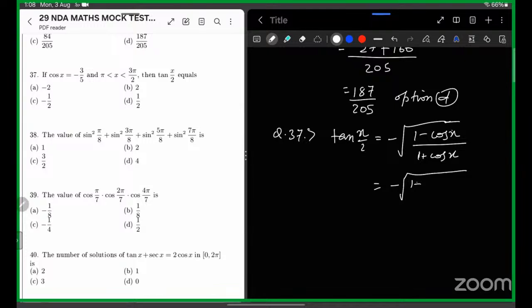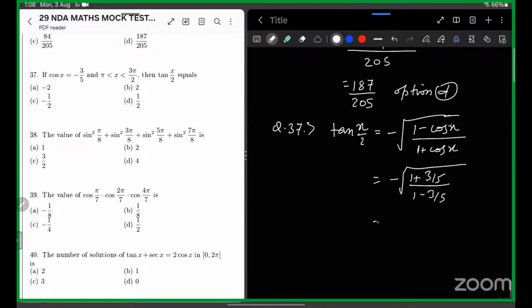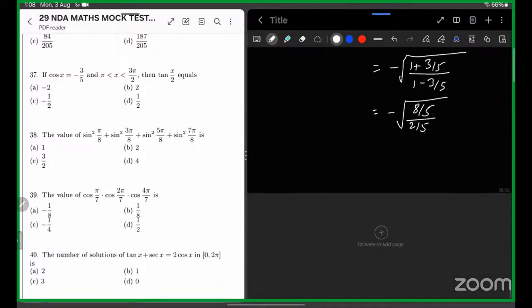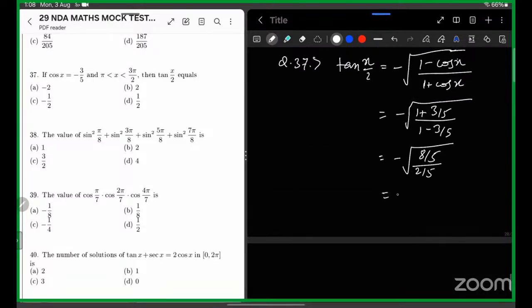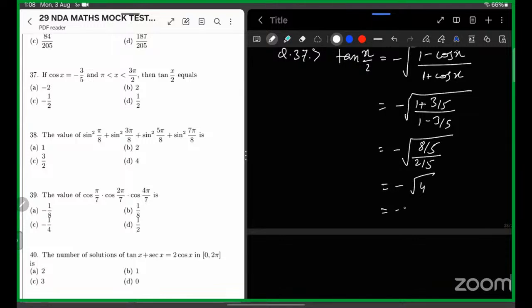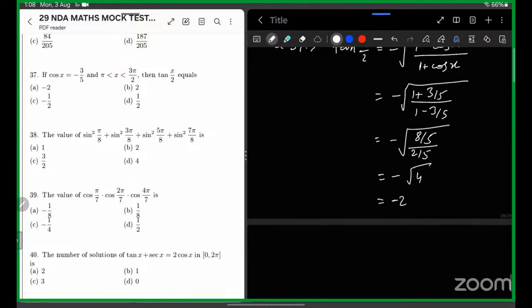One minus of minus minus will be plus 3 by 5, and 1 plus of minus will be minus 3 by 5. After solving, what value will you be getting? 5 plus 3, 8 by 5; 5 minus 3, 2 by 5. I will be getting 4 minus under root 4, that is 2. I got minus 2. Option number A.